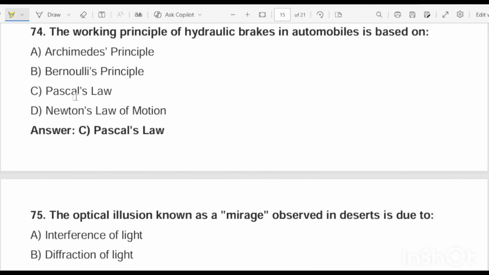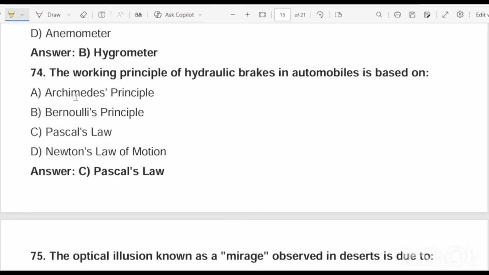Next question. The working principle of hydraulic brakes in automobile is based on. Correct option. Pascal's law. Option C is the correct option. The working principle of hydraulic brakes in automobile is based on Pascal's law.